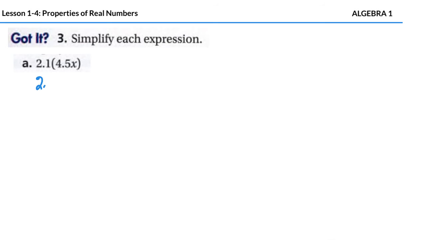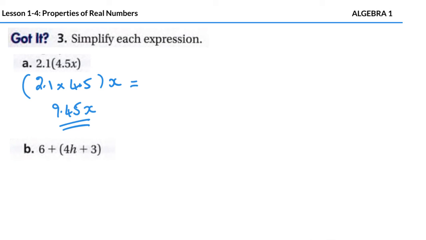So 2.1 times 4.5, I can do that first and then multiply with x. So 2.1 times 4.5 is going to be 9.45. So it's 9.45 times x. That's your answer. Did you get that? Great. Now let's look at B.